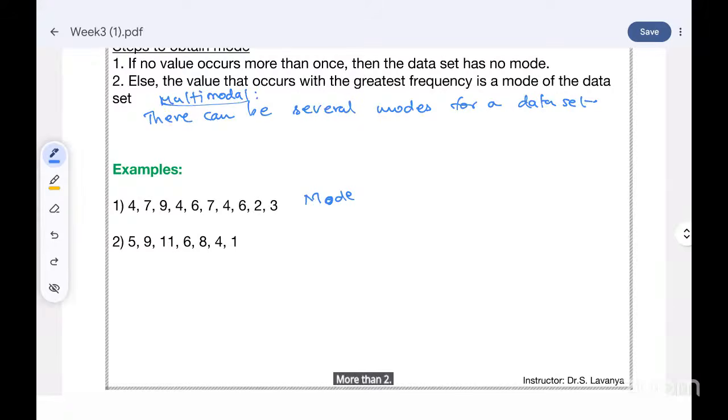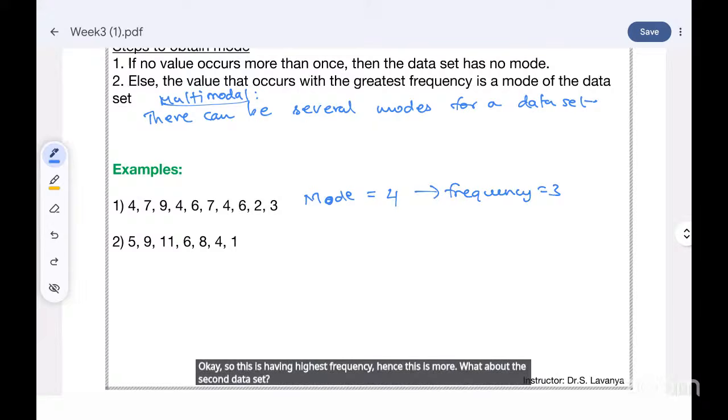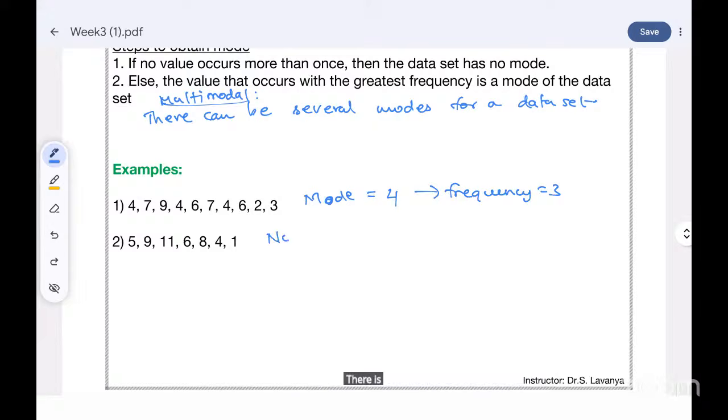In the first example, what is the mode? It is 4. For 4, the frequency is 3, which is the highest frequency, hence this is the mode. What about the second data set? There is no mode. All are having the same frequency, so no mode in this case.